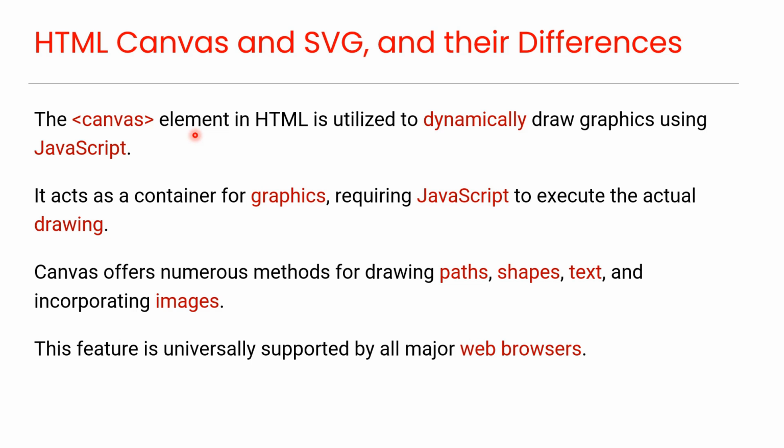The Canvas element in HTML is utilized to dynamically draw graphics using JavaScript. It acts as a container for graphics, requiring JavaScript to execute the actual drawing. Canvas offers numerous methods for drawing paths, shapes, text, and incorporating images. This feature is universally supported by all major web browsers.